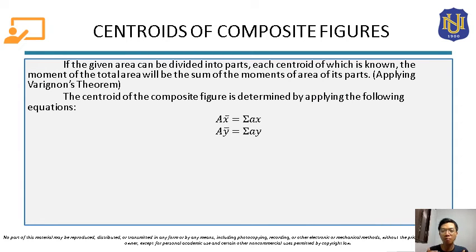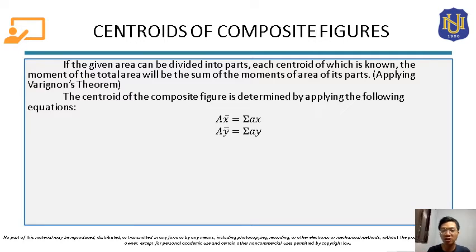The centroid of the composite figure is determined by applying the following equations: A x bar is equal to summation of ax, and A y bar is equal to summation of ay, wherein the capital letter A here is the total area of the composite figure. To solve for that, you just have to solve the area of all the shapes that compose the figure, and sum them up. Then x bar and y bar are the x and y coordinates of the centroid of the composite figure. These are the unknowns that we are solving here.